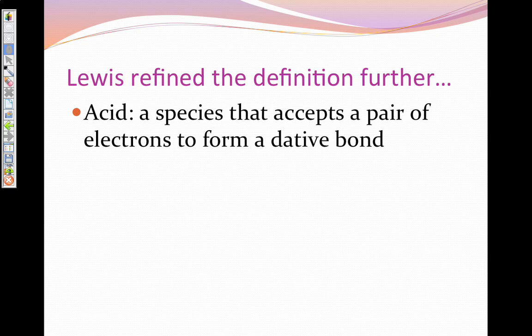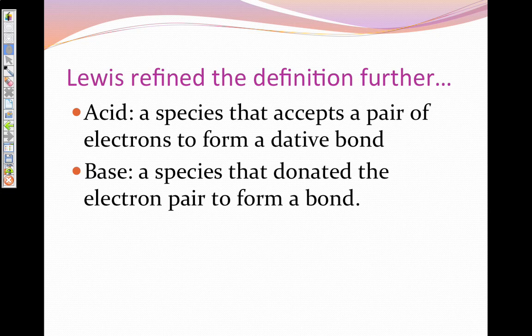So an acid is a species that accepts a pair of electrons to form a dative bond. And we saw that when we were doing Lewis structures before. Dative bond means that the electrons that are being shared between two species are shared from one of them. So if I have a covalent bond, they're sharing two electrons, but both of those two electrons came from one atom, not the other one. A base, he said, is a species that donates the electron pair to form a bond.